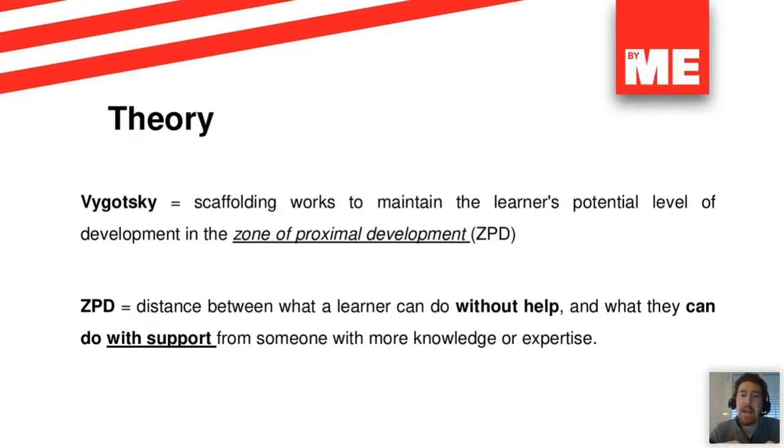Vygotsky refers to scaffolding as something which works to maintain the learner's potential level of development within what he refers to as the zone of proximal development. Now, what does this mean, the zone of proximal development? Well, simply put, this is the distance between what the learner can do by themselves without help and what they can do with support from someone who has more knowledge or more expertise in a particular topic or subject. Now, it's important. The zone of proximal development is crucial when we're applying scaffolding to learning.